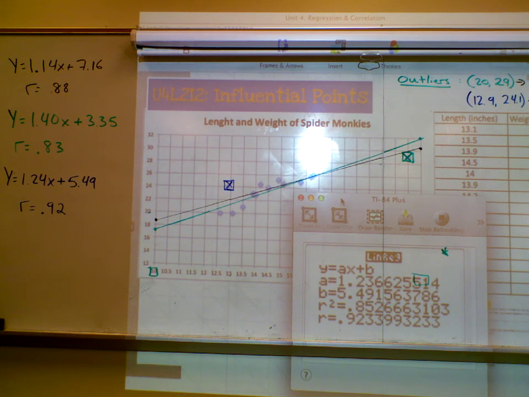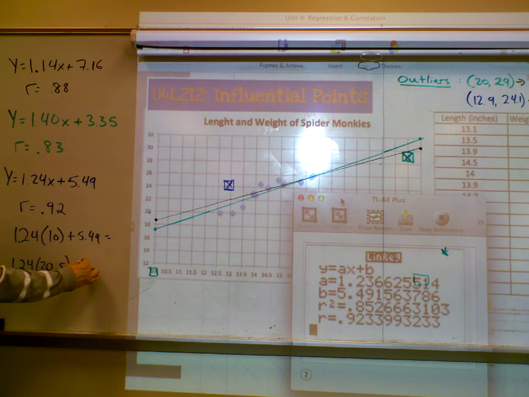Let's plot the points so we can see that on the graph as well, right? I want to find two points on this line so I can graph it on there. So how many points do I pick again? Two. Yeah, the ones we've been using have been 10 and 20.5. So 1.24 times 10 plus 5.49. 1.24 times 20.5 plus 5.49. And we'll get two Y values.